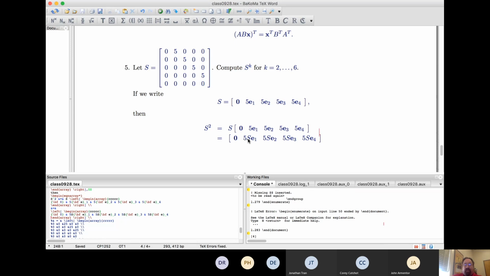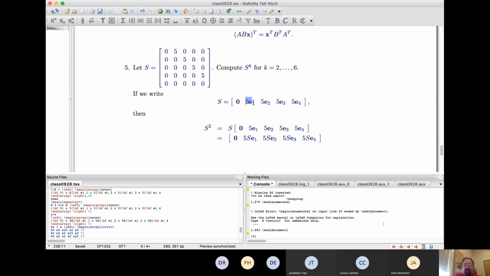Now, SE1, when you multiply a matrix on the right by one of these columns of identity, the product is extracting that column. So SE1 is the first column of S, which is 0. Similarly, SE2, second column of S. So that's 5E1. So I can take SE1, SE2, SE3, SE4. Those are the first 4 columns of S. So I can take these expressions and fill those in here.